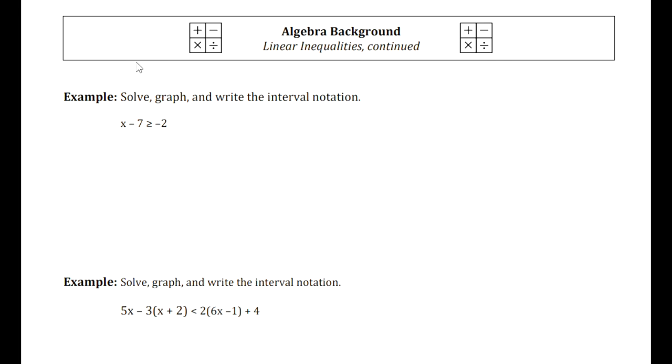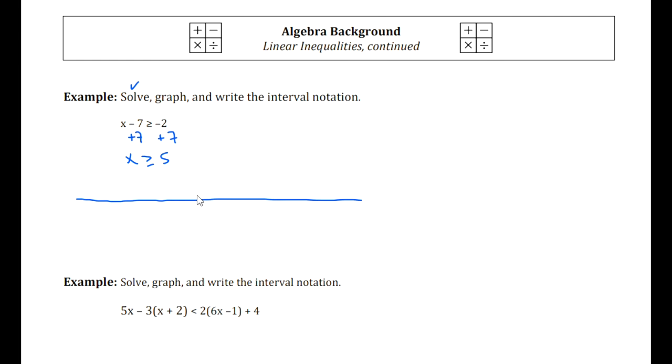We have x minus 7, so to isolate x, we need to get that 7 moved to the other side. So the opposite of subtracting 7 is adding 7. So we add 7 to both sides, and we have x isolated. The inequality is now solved. So to graph, we draw our number line.